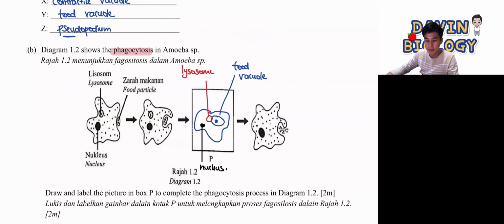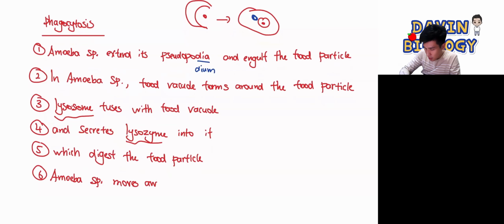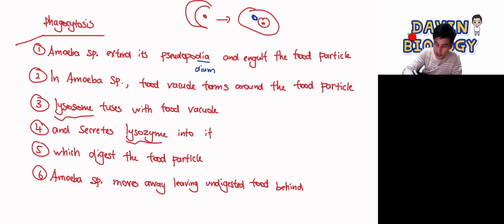You just have to say, okay, the last one, you just say after that, amoeba just moves away, leaving undigested food behind. Sorry, I paused the screen already. That's it. But usually phagocytosis is like that. Like the main process is 1 to 5 lah.